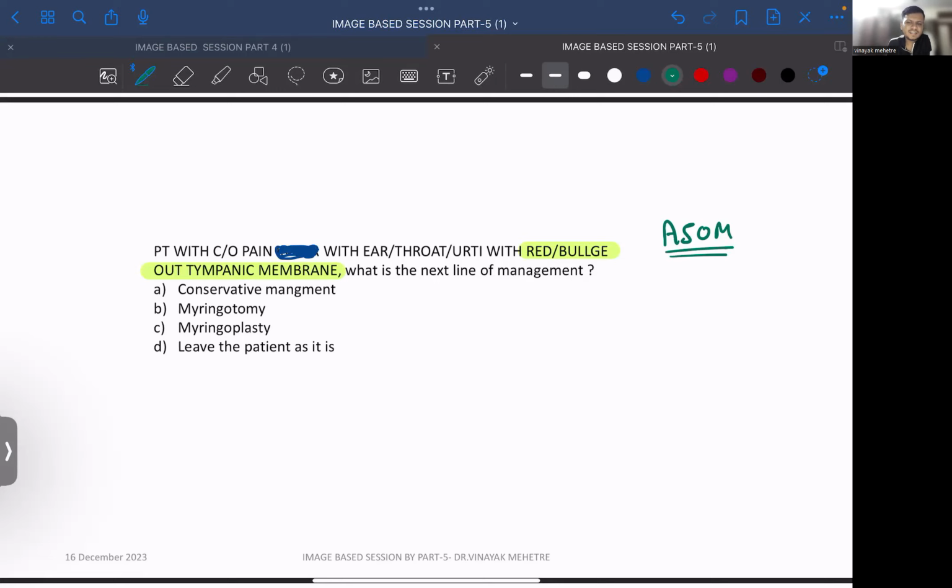Now what they are saying: red bulge on the tympanic membrane, or bulging out of the tympanic membrane with redness. Which stage? It is the pre-suppuration stage.